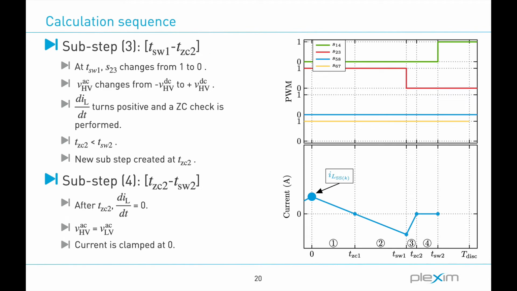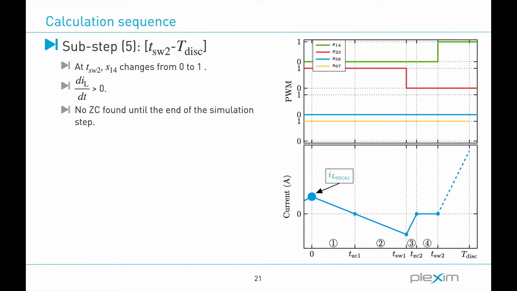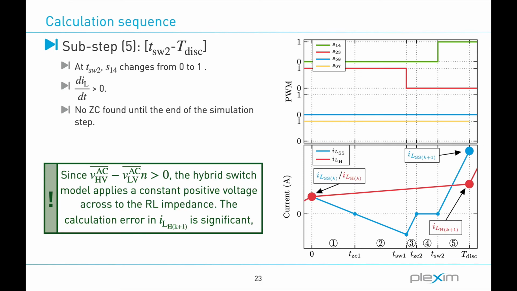So after this fourth sub-step, we enter the next sub-step, and we give a 1 to the switches S1 and S4, and the voltage over the inductor becomes positive again. So we have a rise of the inductor current. The last interval lasts until the end of the model step, which is indicated by the discretization step size T-disk. So if we compare this to the calculation of the hybrid model, then one can clearly see that this leads to an inaccurate value of the current.